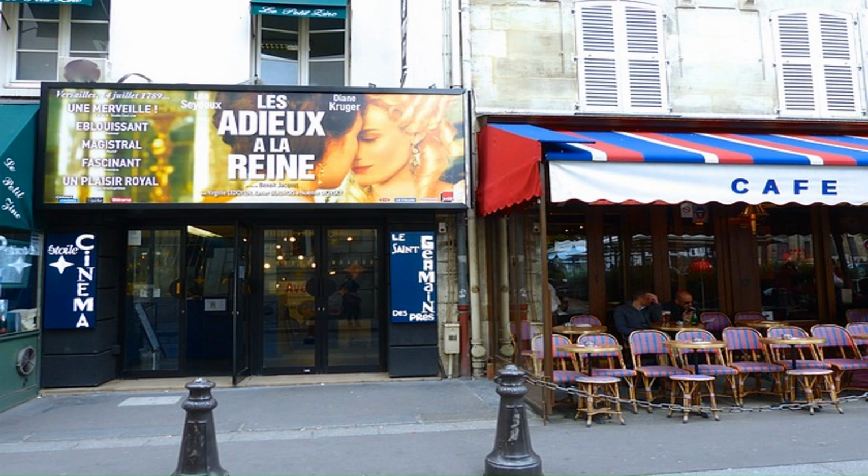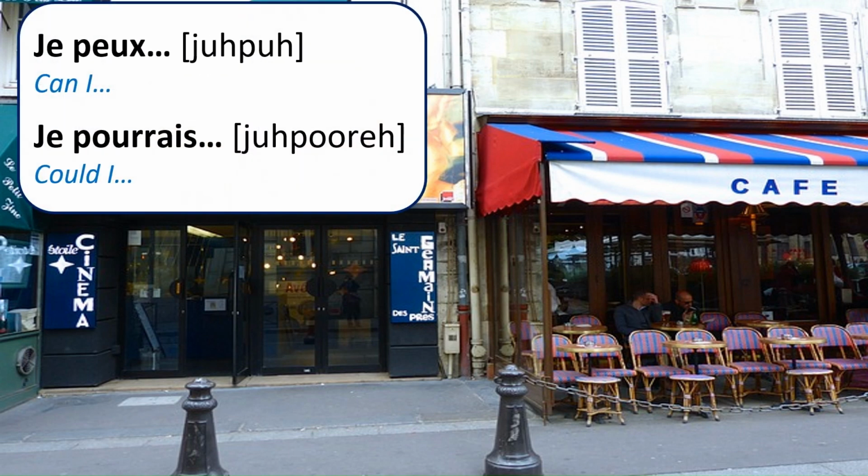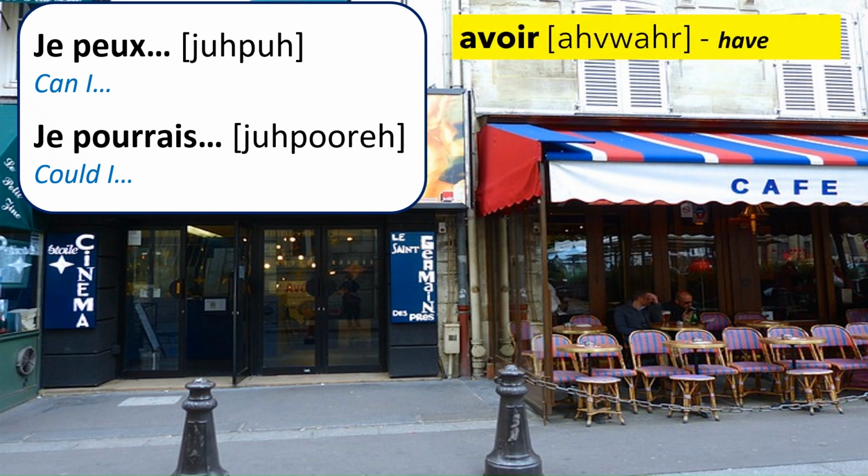Another way to ask for things in French is to use je peux or je pourrais. Je peux means I can. Je pourrais means I could. So these are statements, so remember to raise your intonation to turn them into requests. Next, after these two phrases, what we might need is a verb, so that we can ask, can I have or could I have? And this is it.